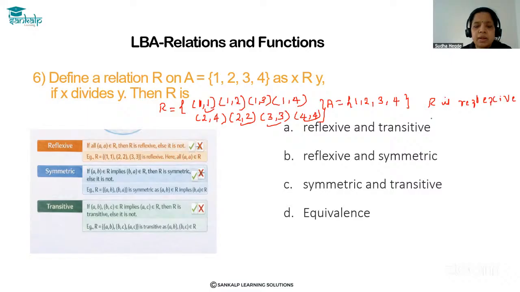Okay. Next, (1,2) belongs to R. But (2,1) does not belong to R. This implies R is not symmetric. R is not symmetric. Now, transitive.